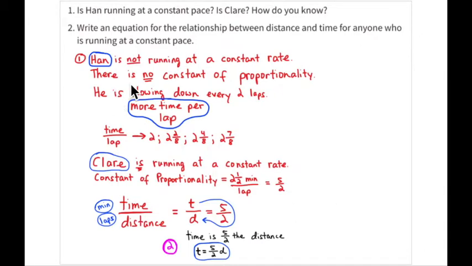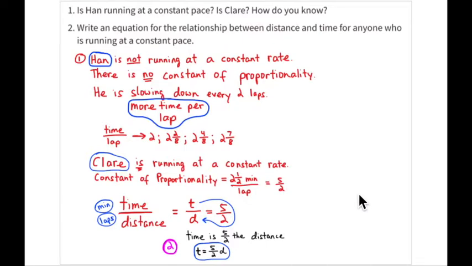So to summarize, Han is not running at a constant rate. There is no constant of proportionality. He is actually slowing down every 2 laps. He's taking more time to run the laps every 2 laps. So it goes from 2 to 2 2/8 to 2 4/8 to 2 7/8. Claire, on the other hand, is running at a constant rate. Her constant of proportionality is 2.5 minutes per lap.